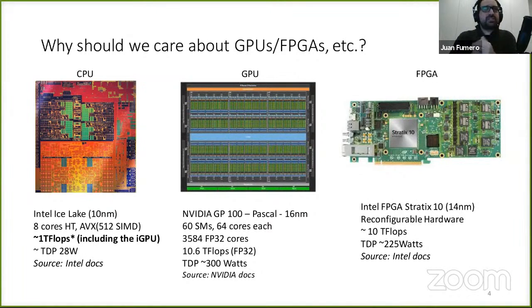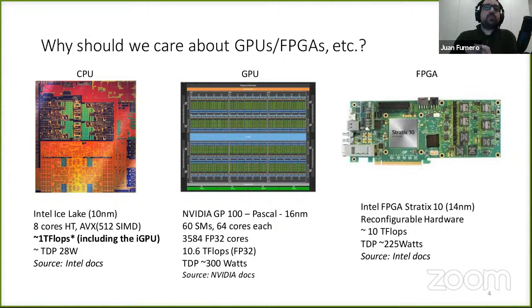Well, I already spotted the reason at the very beginning, but here I show you with some numbers. I show you here 3 different microarchitectures: CPU on the left-hand side, GPU in the middle, and FPGA. So let's take the CPU on the left-hand side. This CPU, for example, is the Ice Lake microarchitecture from Intel. This one has 8 cores, hyperthreading, plus vector instructions called AVX, SIMD instructions. And this CPU also has an integrated GPU. So if you count all of it, you can get up to 1 teraflop of performance.